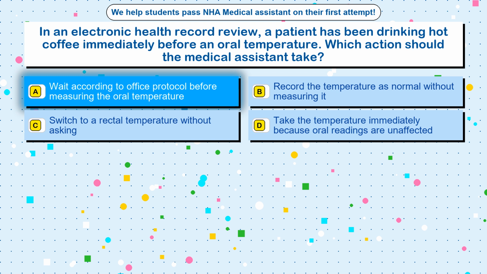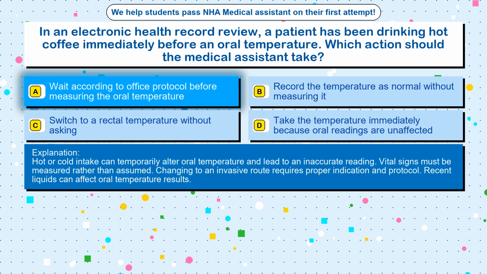Wait according to office protocol before measuring the oral temperature. Hot or cold intake can temporarily alter oral temperature and lead to an inaccurate reading. Vital signs must be measured rather than assumed. Changing to an invasive route requires proper indication and protocol. Recent liquids can affect oral temperature results.